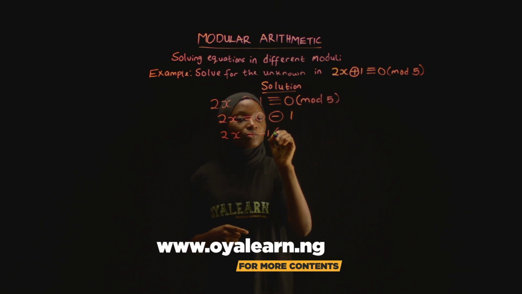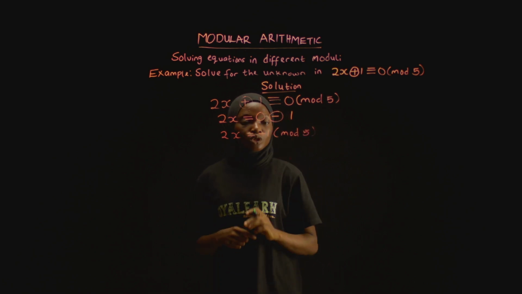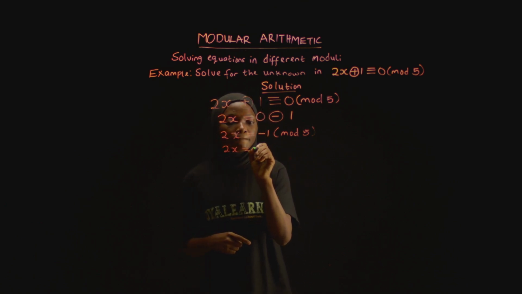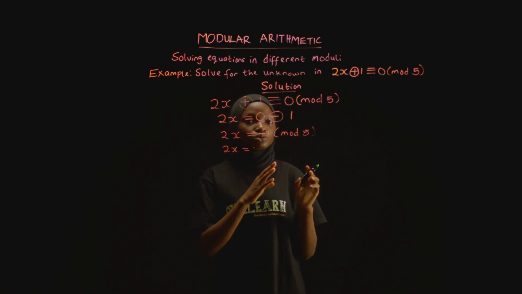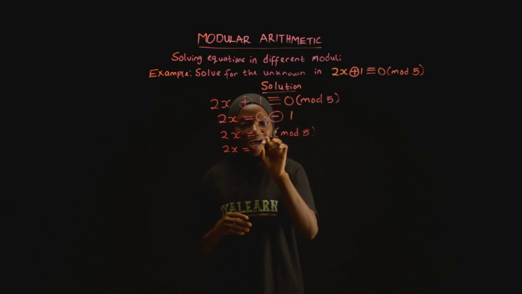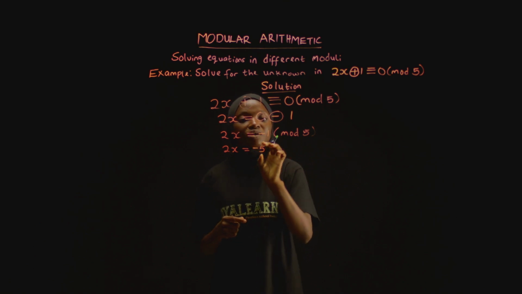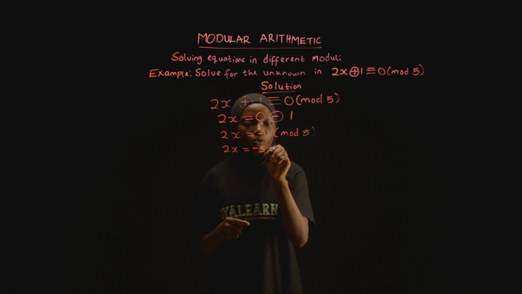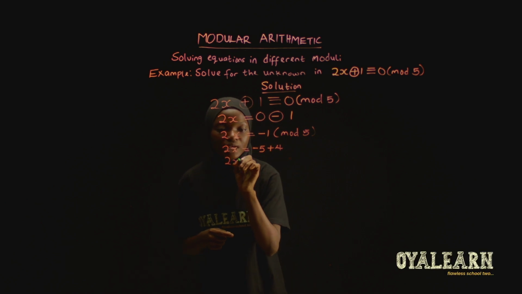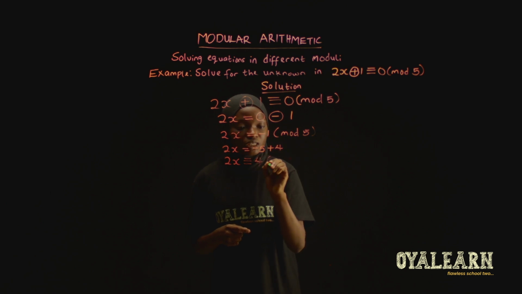But recall, we are working with mod 5. So we have to convert this minus 1 to a number we can have in mod 5 first before we divide. 2x equals, now to convert minus 1 to a number we can have in mod 5, we find the multiple of 5 after 1, and that is 5. So we have minus 5. And what can we add to minus 5 to give me back my minus 1? Plus 4. Because minus 5 plus 4 will give us minus 1. And here, 2x will be equivalent to the remainder, 4, in mod 5.